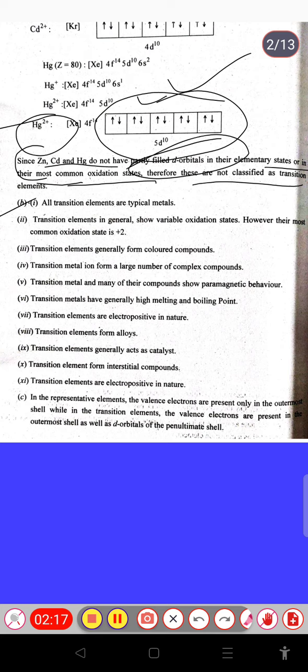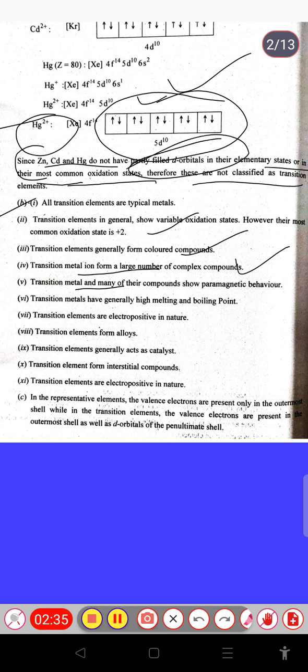Second question, the characteristics of transition elements. First point, all the transition elements are typical metals. Second, transition elements generally show variable oxidation states, and the most common oxidation state of a d block element is +2. Transition elements generally form colored compounds, and transition metals form a large number of complex compounds.